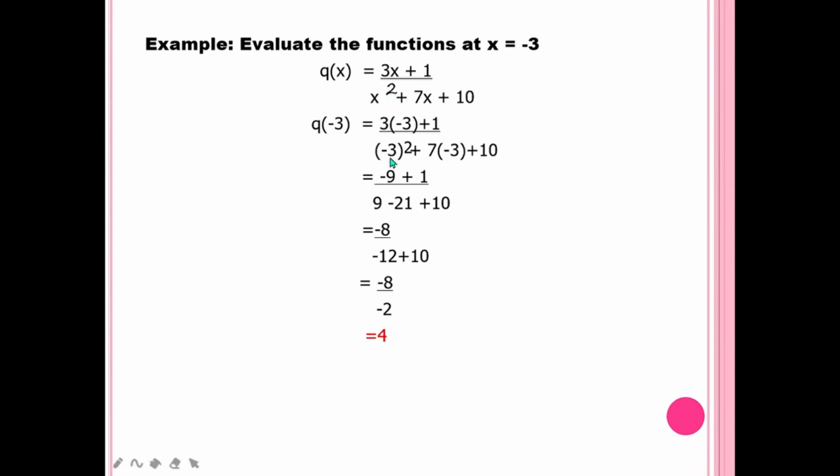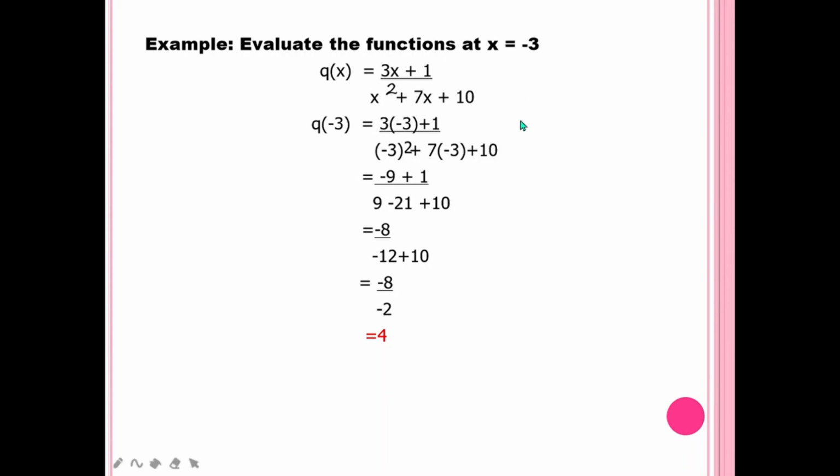So we have here negative 3 squared plus 7. We have here 7x, so this would become 7 times negative 3. Negative 3 here is the value of x, plus 10. Positive 3 times negative 3 would give you a product of negative 9, plus 1, all over negative 3 squared. Negative and negative would give you a product of positive 9.